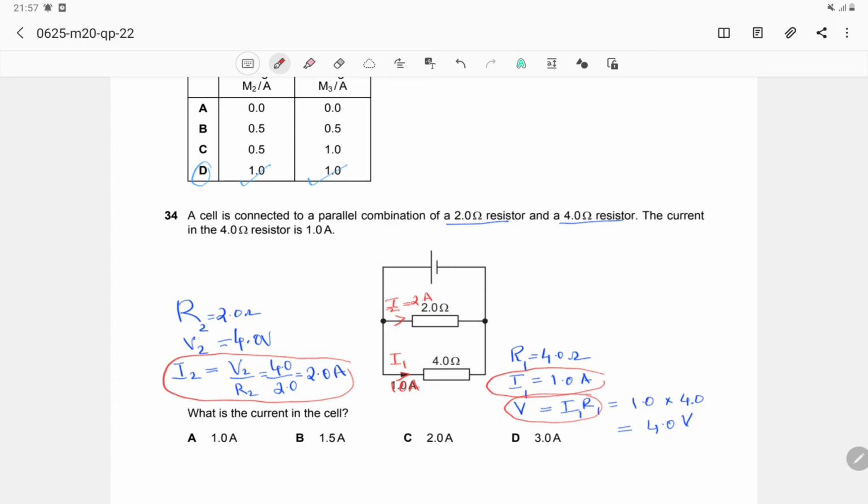Now, the question is, what will be the total current passing through the cell? As both these currents will be joining, the current passing through the cell will be the sum of I1 plus I2. I1 is already given as 1 ampere, plus I2 we have calculated as 2 ampere. So the total current will be 3 ampere. Hence the correct answer is option D.